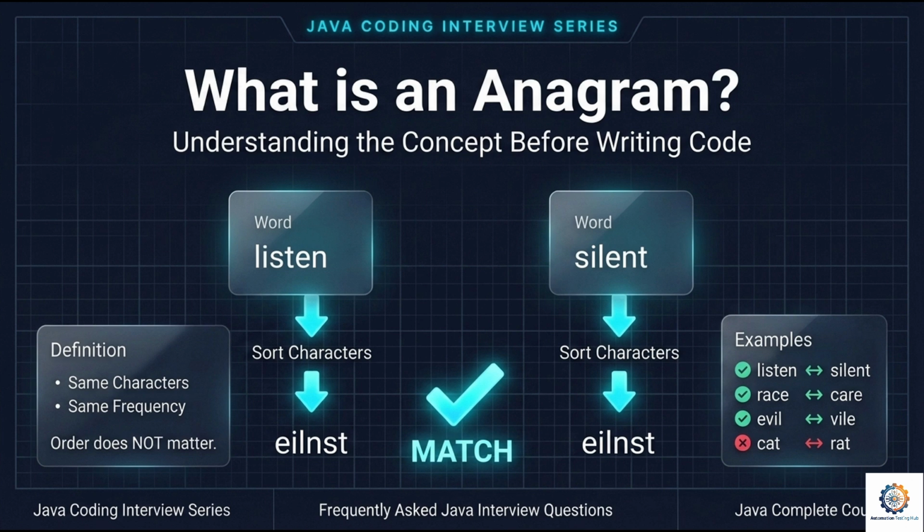Two strings are called anagrams if they contain the same characters with the same frequency. The order of the characters does not matter. Take the word listen. If we sort its characters, we get this. Now sort the word silent. Again, we get this. Since both sorted strings are identical, they are valid anagrams. Another example is race and care, but cat and rat are not anagrams because their characters are different.